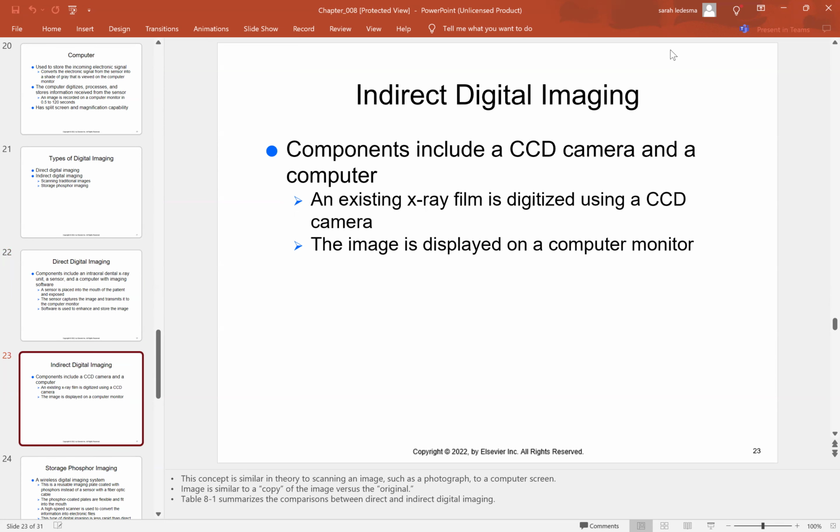With indirect digital imaging, components include a CCD camera and a computer. An existing X-ray film is digitized using a CCD camera, and the image is displayed on a computer monitor.